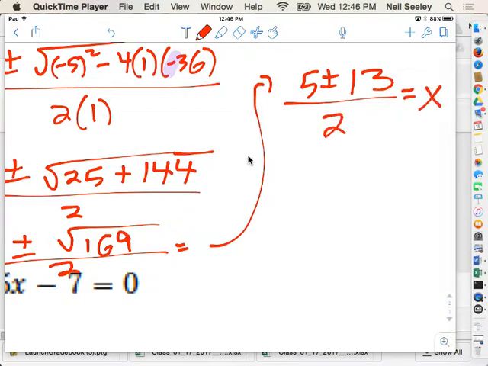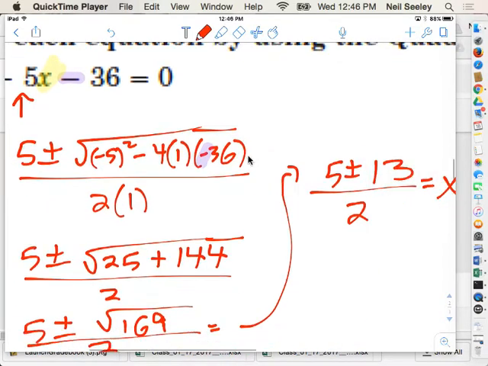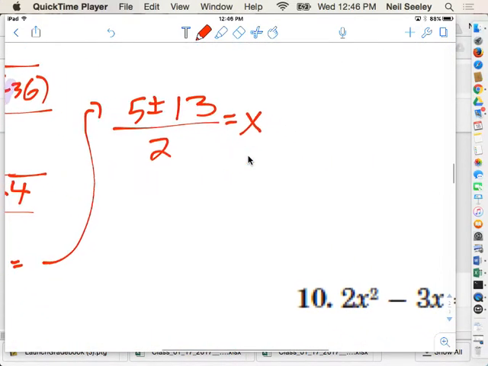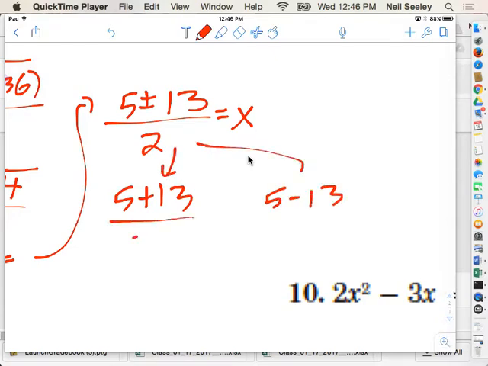Remember, this is giving me the value of x that satisfy, the two values of x that'll satisfy this initial equation. So the x's that work in here, that make that true. So, you ready? So 5 plus 13 is one of them. So there's going to be 2. And the second one is 5 minus 13. Both of them divided by 2. And so that gives you your two x values.